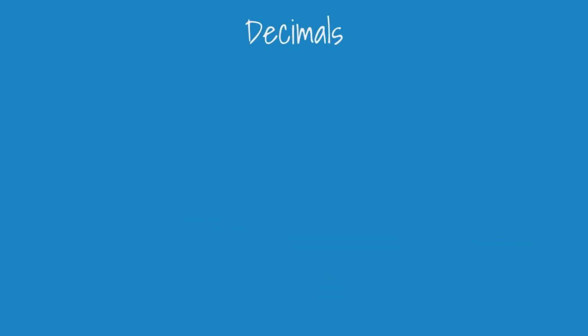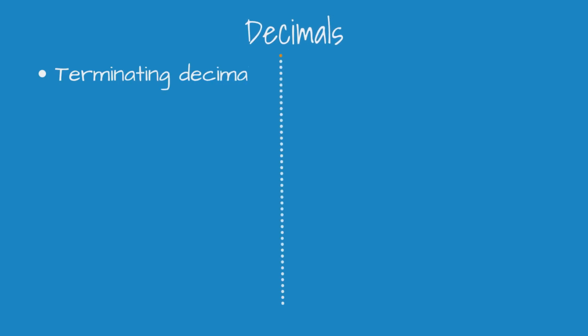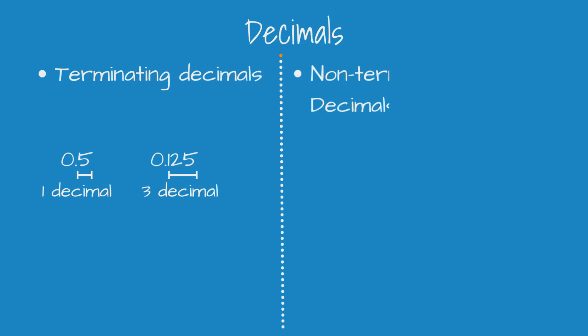Then, there are decimal numbers. One type of decimal number is terminating, such as 0.5 or 0.125. They have a limited number of decimal places, such as 0.5 has 1 decimal place and 0.125 has 3 decimal places. Another type of decimal numbers is the non-terminating recurring decimals such as 0.33333 going on forever.